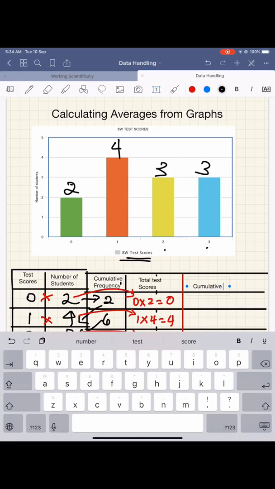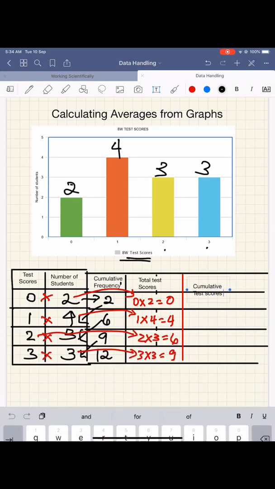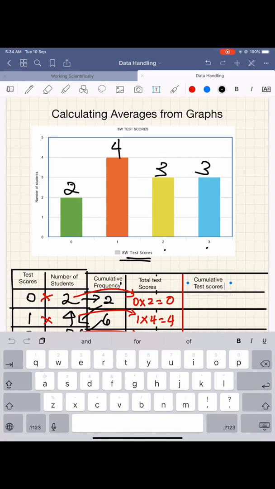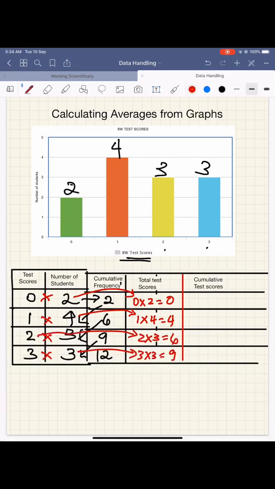Cumulative test scores. So we have the cumulative test scores over here, and then all we have to do is calculate it. So we move this 0. 0 plus 4 is 4. 4 plus 6 is 10. 10 plus 9 is 19. And then we close the graph and we just make it neater.